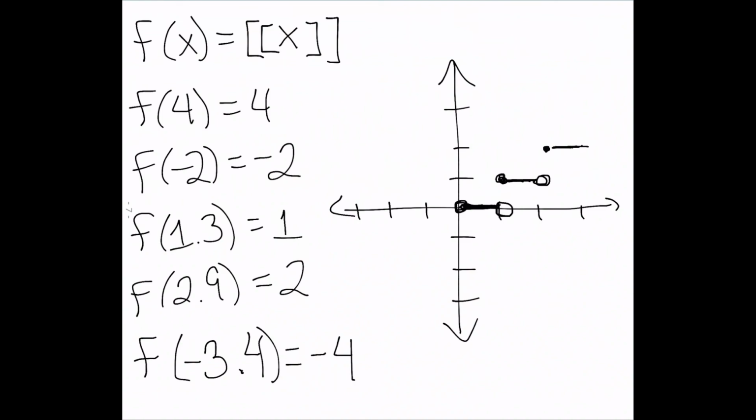2.7 and 2.91 will all give me 2 until I get to 3. And you can see the pattern and figure out what's going to happen for the negative side of this graph as well. So this is commonly referred to as the step function because you'll notice that it looks like a staircase, like we are climbing steps.